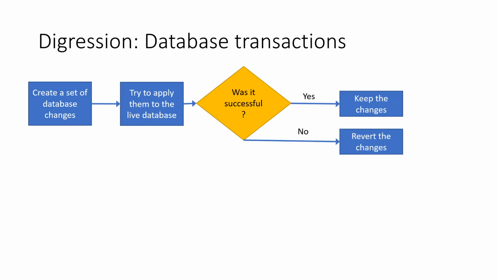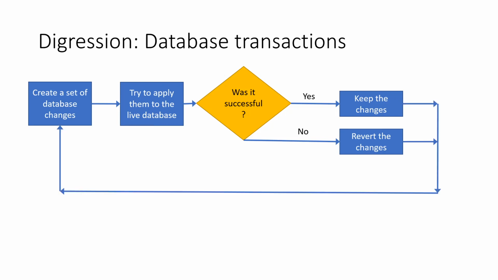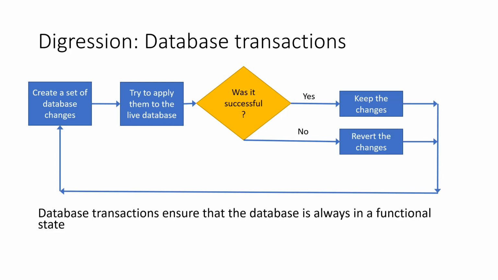So we either end up in the state with the good changes applied, or we end up with none of the changes that were problematically applied. And then we come around and we do the next set of changes in the same manner. So database transactions are a way of ensuring that the database is always in a functional, healthy, consistent state. And that's a really good thing to have for your database.